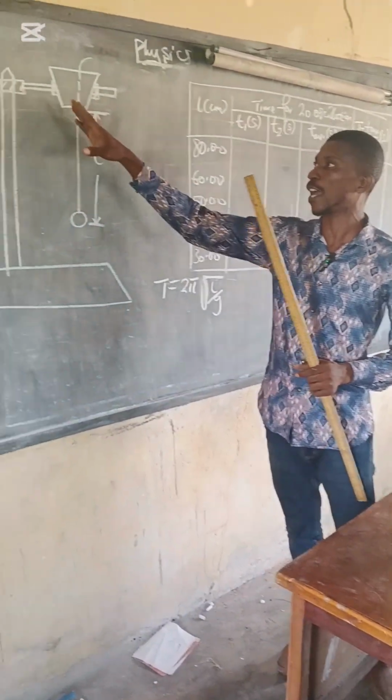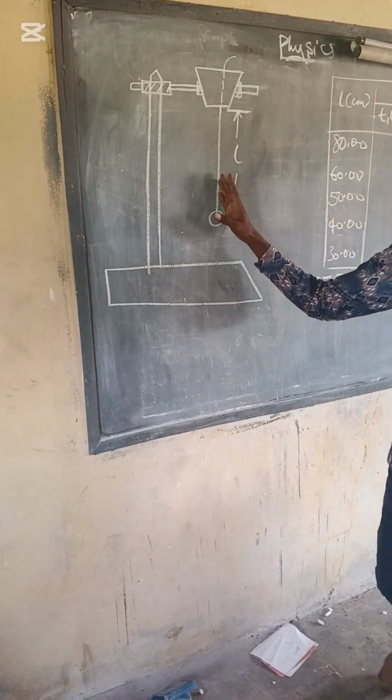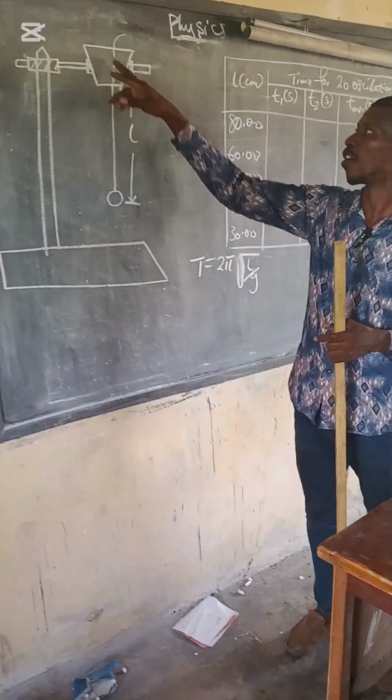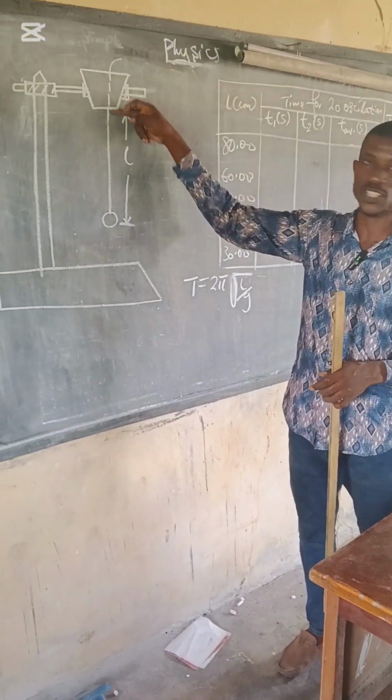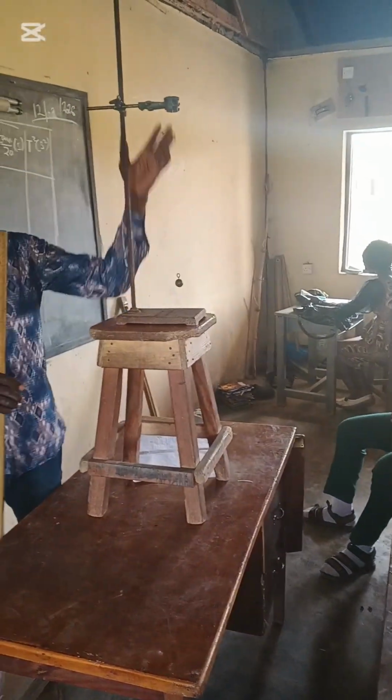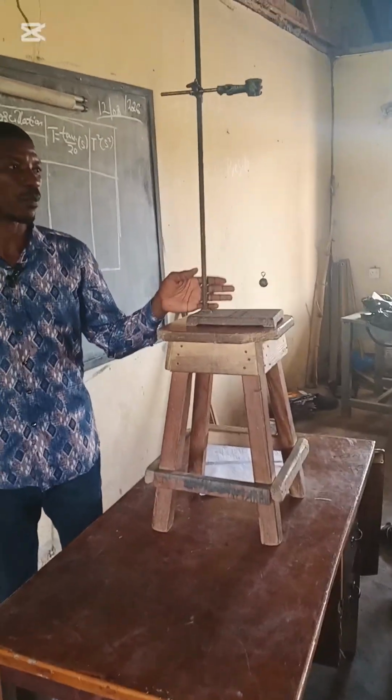As you can see, this is the arrangement of the apparatus. We have the retort stand, that is this. We have the cork, this one is the cork. We have the threads and the pendulum bob. The setup here is exactly what is on the board.